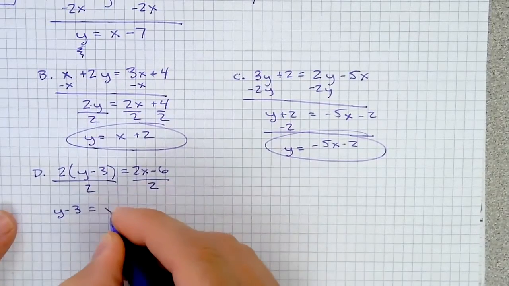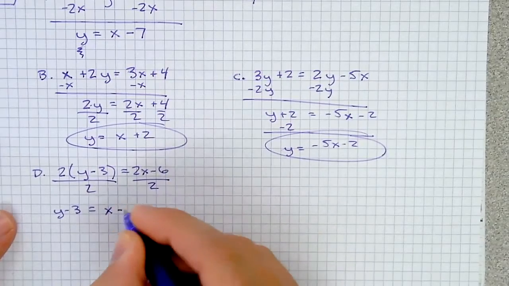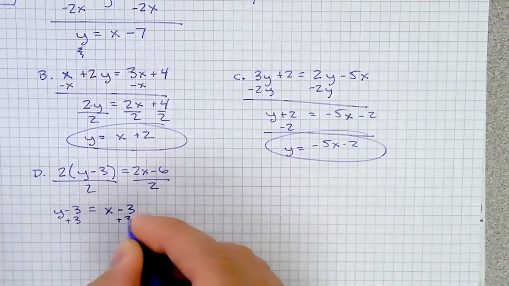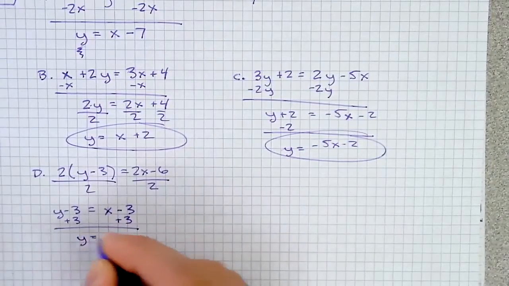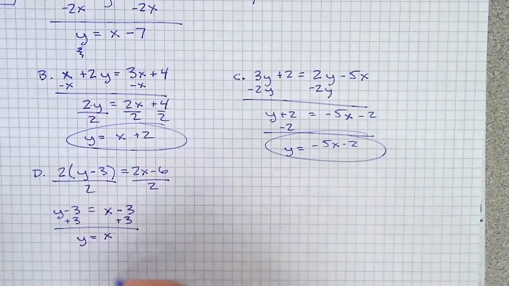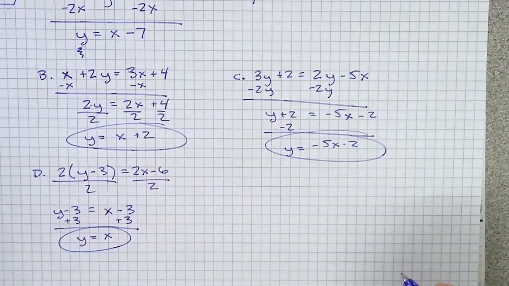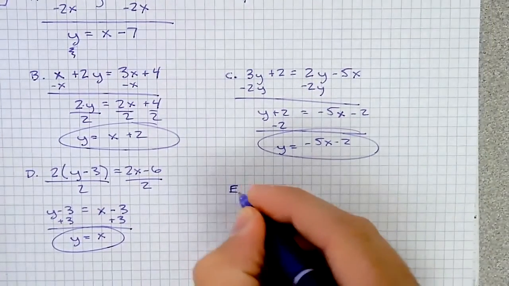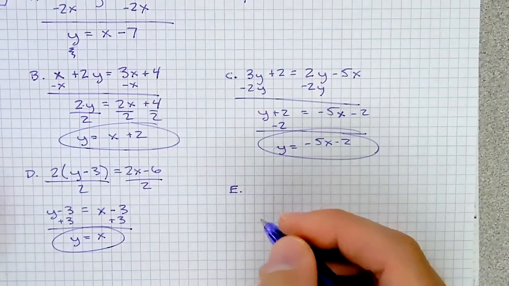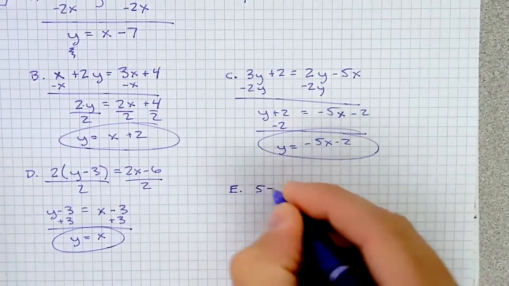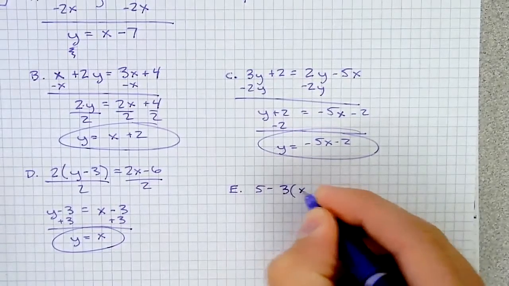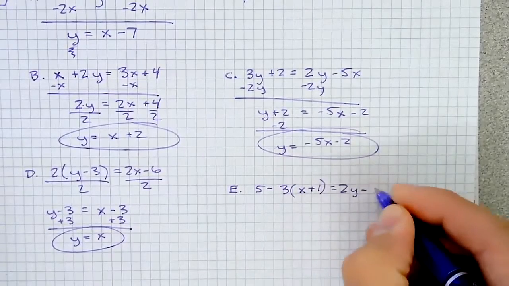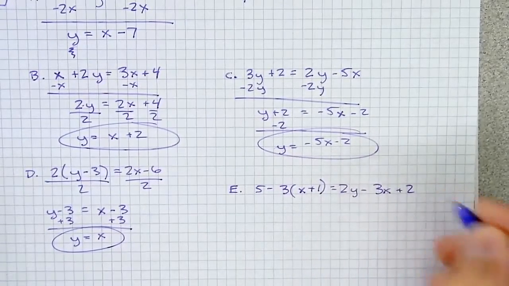2x divided by 2 is just x. Negative 6 divided by 2 would be negative 3. Add 3 to both sides. y equals just x. E, 5 minus 3 times x plus 1 equals 2y minus 3x plus 2.